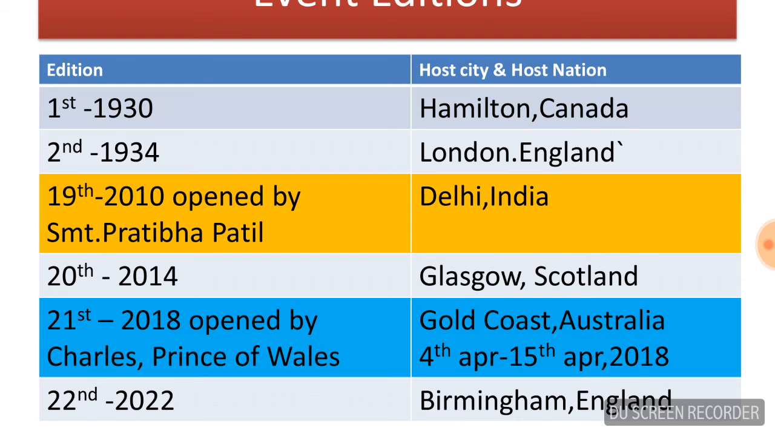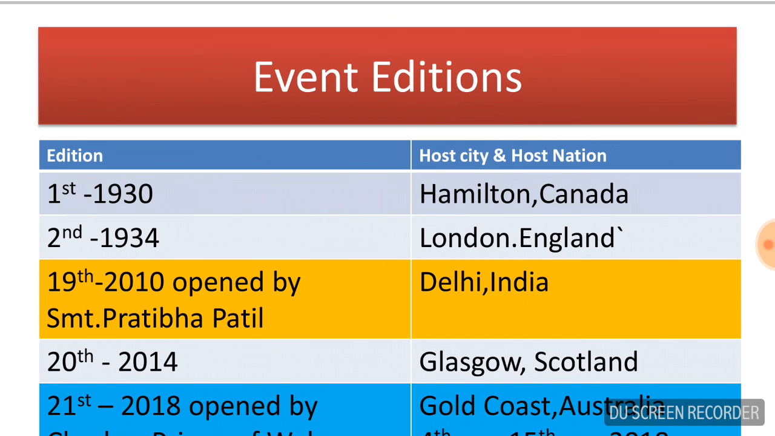The 20th edition, in 2014, had Glasgow as host city and Scotland as host nation. The 21st event that is going on, from 4th April to 15th April 2018, was opened by Prince Charles of Wales, and the host city is Gold Coast, Queensland, Australia. The 22nd Commonwealth Games will happen in 2022, and the host city is Birmingham and host nation would be England. So this is all about the event editions.